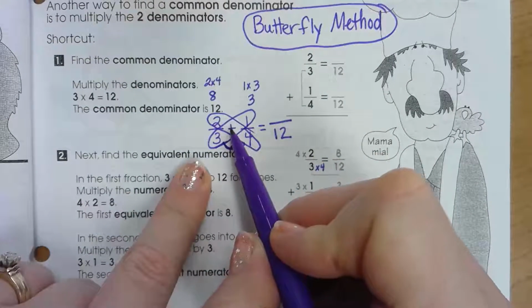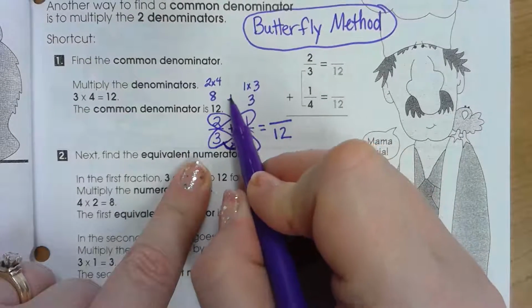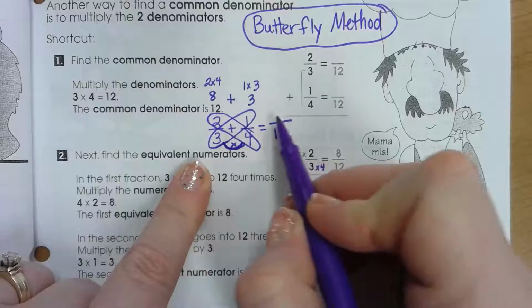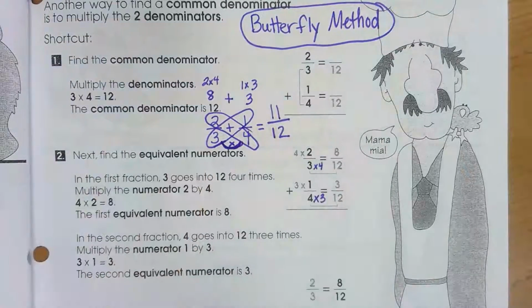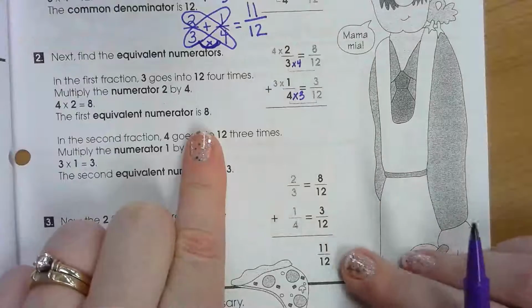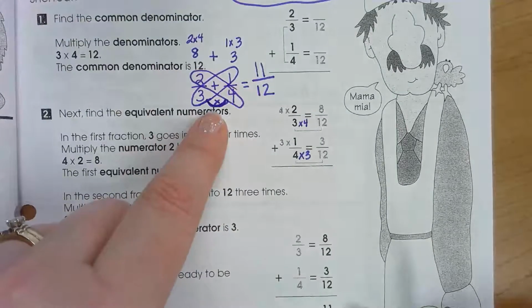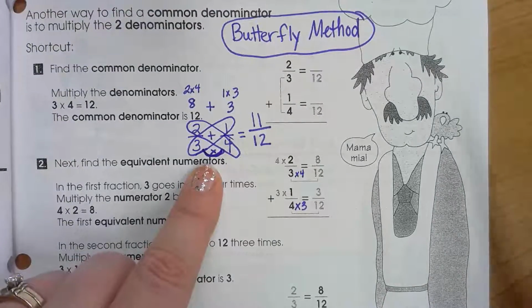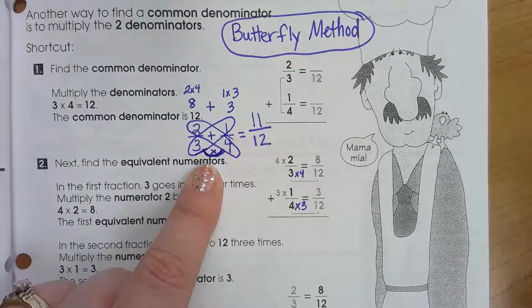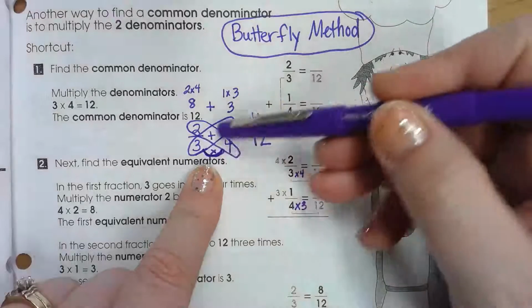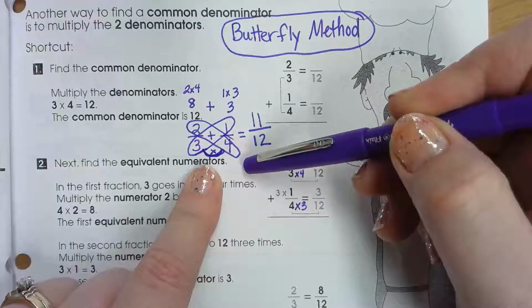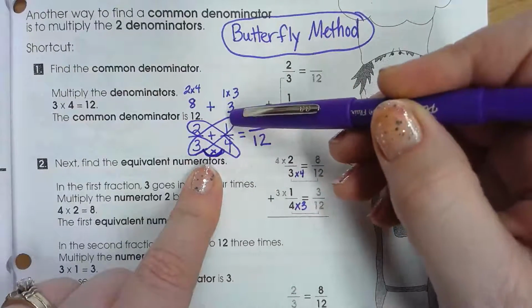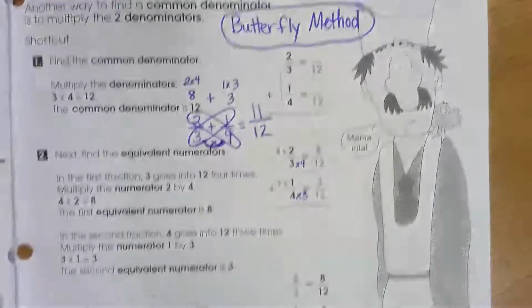Then, because we're adding the fractions, I can add 8 plus 3 is 11. Okay, and we got what we did down here with the butterfly method. So it might be simpler for you when you're adding these fractions to cross multiply. Cross multiply, use the butterfly method. Okay, let's try one at the bottom.